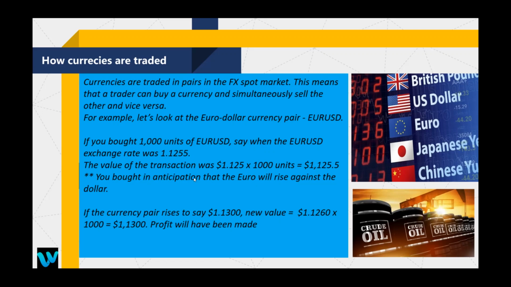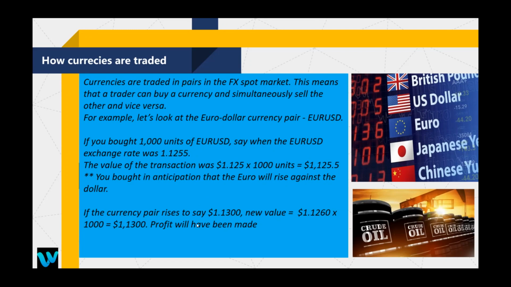And when you buy, you're buying in anticipation that the euro is going to rise against the dollar, or that the currency pair, this market, the exchange rate is going to increase. If the exchange rate increases, either the euro gains value against the dollar or the dollar loses value against the euro. That's what is going to move the euro US dollar up, and then you can take advantage of that. So let's say this was the price that you bought, and the currency pair now rises from 1.1255 to 1.1300.